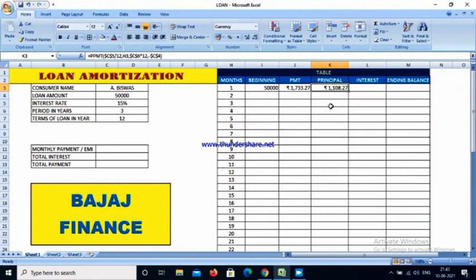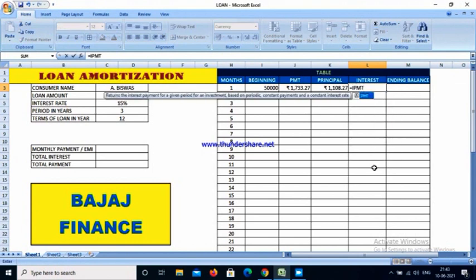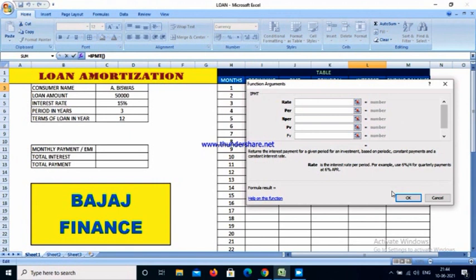Look at here. Here I got my principal amount, 1,108. Almost the same way, you have to find out the interest amount, students. Click here, equal to the formula IPMT. Press Ctrl A from the keyboard to open the formula dialog box. Sorry, one mistake is here. Equal to IPMT. Ctrl A to open formula dialog box. Straight. Click over the 15%. Press F4 to fix the cell.